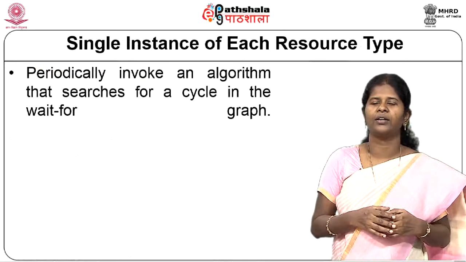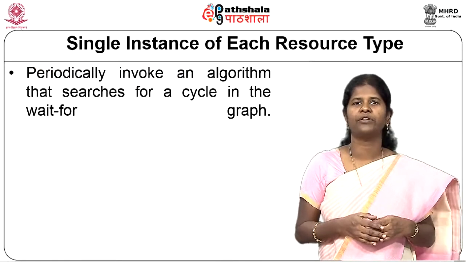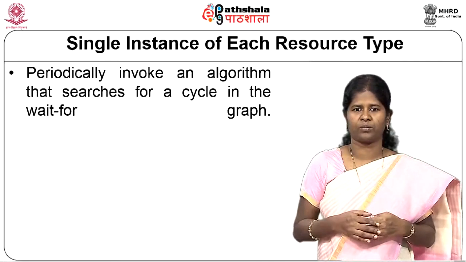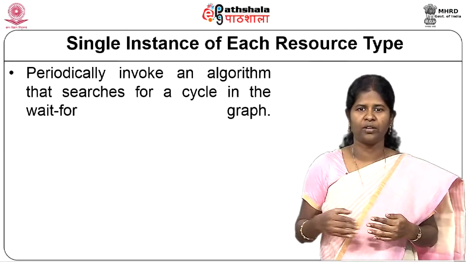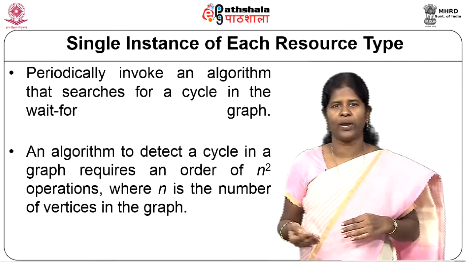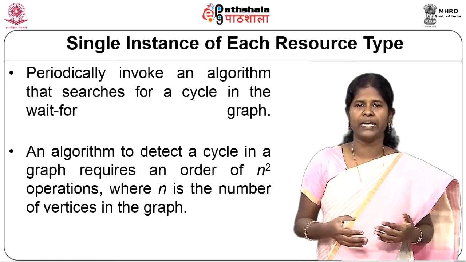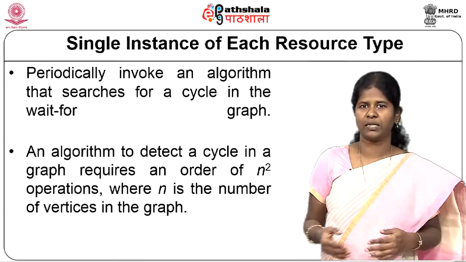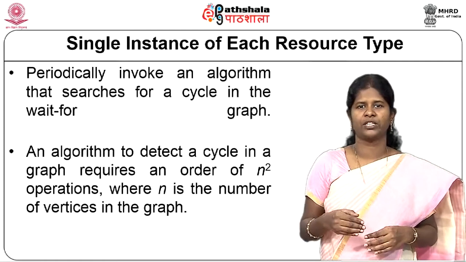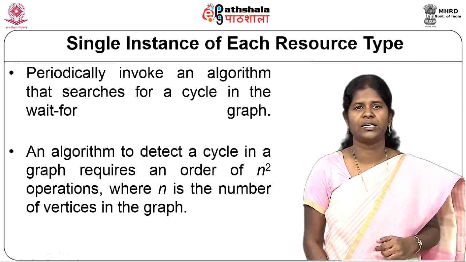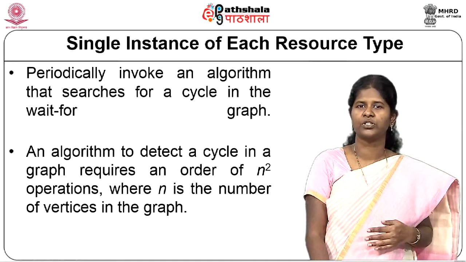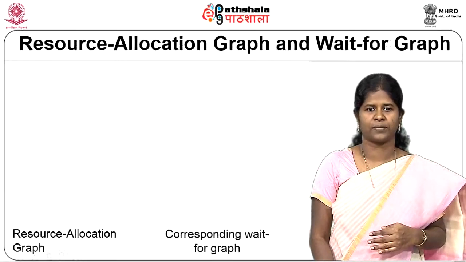After you form this wait-for graph, you need to periodically invoke a cycle detection algorithm, an algorithm that will find out if there are cycles in the wait-for graph. If there are cycles in the wait-for graph, then it means a deadlock has already happened in the system. If there are no cycles, then there is no deadlock. But this algorithm to detect a cycle in a graph requires on the order of n squared operations, where n is the number of vertices in the graph, which corresponds to the number of processes involved in the system.